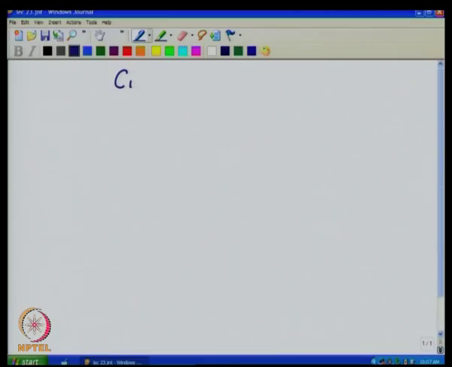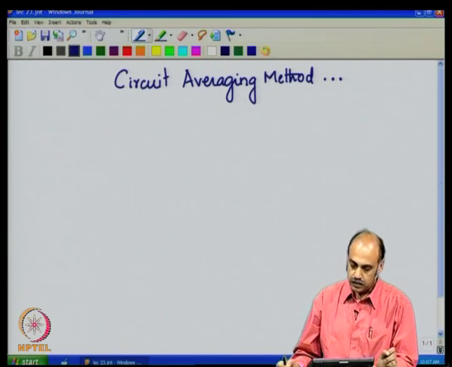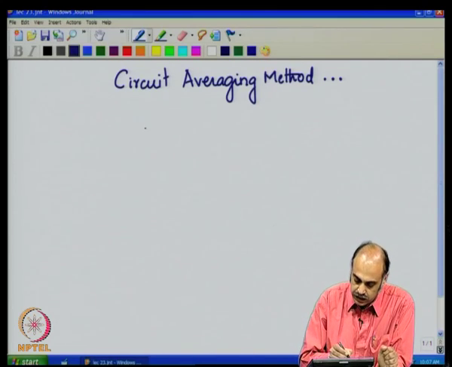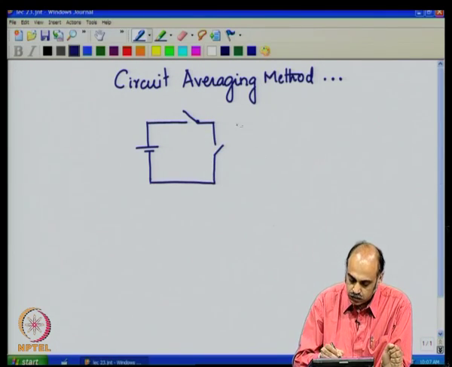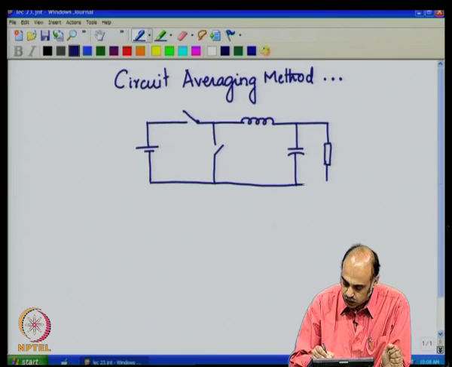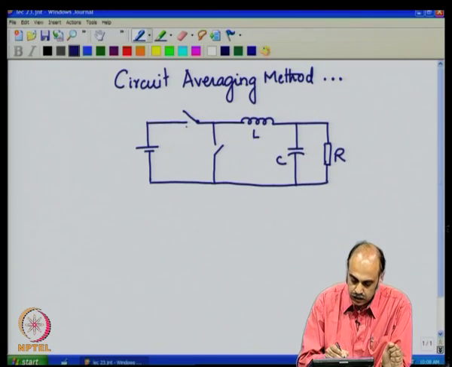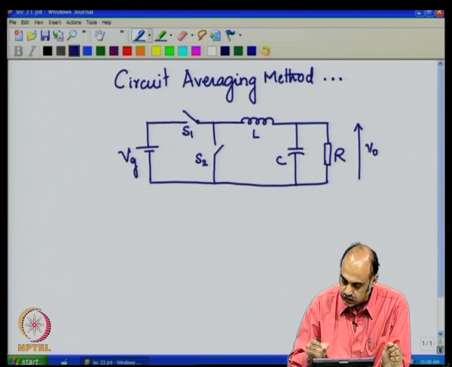So, this is the circuit averaging method, continued. We shall continue it. In the last class, we had developed the model for the buck converter, which is represented by these two single pole single throw switches and an inductor and the capacitance. By now, you are familiar with the buck converter, which is attached to a load R. This is S1, S2, Vg, and this voltage across the resistance is supposed to be V0.